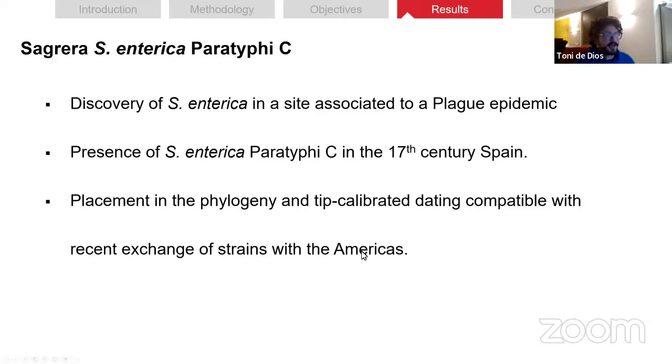This recent split of the Mexican and the Spanish strains can also mean that Spain is the original source of those specific strains, but it can also mean that people who went to America and were infected with Salmonella could also have gone back to Spain and spread the disease again in the continent.